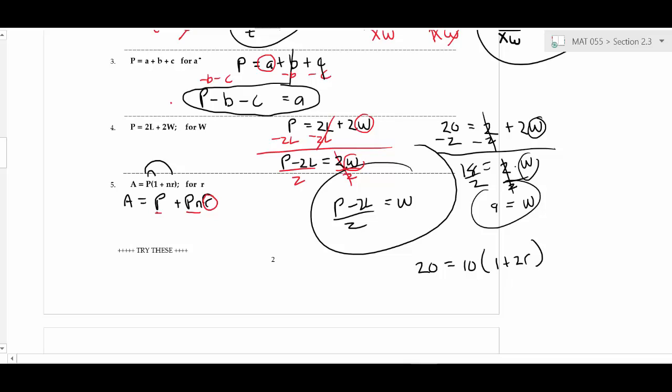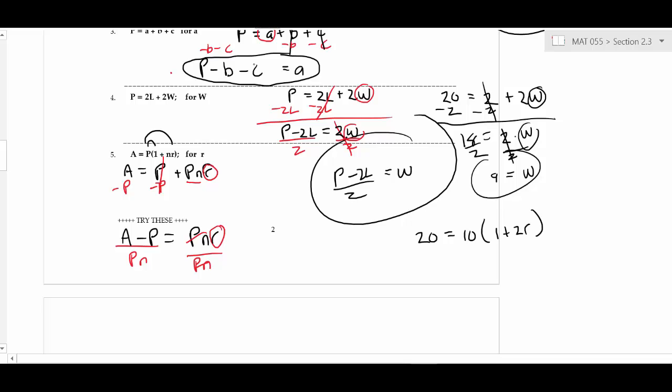How do you get rid of the P? Subtract, because it's added. So you're going to subtract P from both sides, just in that first step like that. So then you would have A minus P. That's going to cross out, leaving PNR like that. One more step and I'm done. I've got to get rid of PN. How do you do that? You divide, because you're undoing multiplication. It's always the opposite of the operation, so you're going to divide both sides by PN, like that. Then when that divides out, you're done, so you would have R equals A minus P over PN, like that. Problem done.